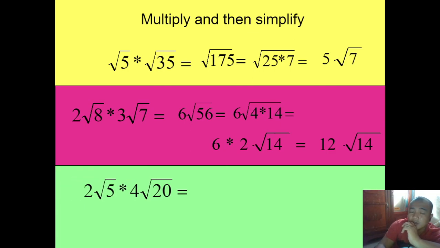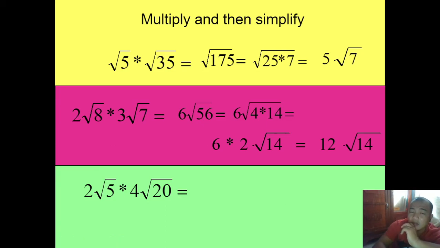Another, how about this? 2 square root of 5 times 4 square root of 20. Square root of 20 is 4 times 5. So square root of 4 is 2 times 4 is 8. So 2 times 8, 16 square root of, ito, 5 square root of 25, which is 5. So 16 times 5, 80. Maging 80 na.